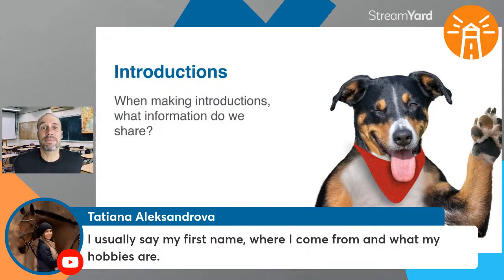Tatiana, I usually say my first name, where I come from, and what my hobbies are. Yeah, so that's definitely what a lot of people do. First name, maybe last name. That can be really useful if you know that there's more than one person with the same name as you. Like if I go to my workplace and there's another person named Ian, I'm going to say I'm Ian S. or Ian Shepherd. So they'll know the difference between me and that other Ian. Where you come from. So that's important.